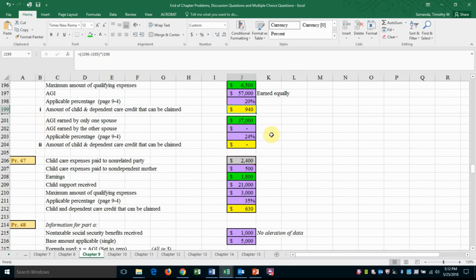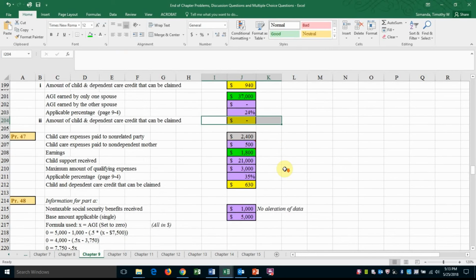Part 2 is a little different. Here we have just one income earner. That means ostensibly the second spouse would be available to take care of the kids. Therefore, no credit is available for this couple for the children's expenses.